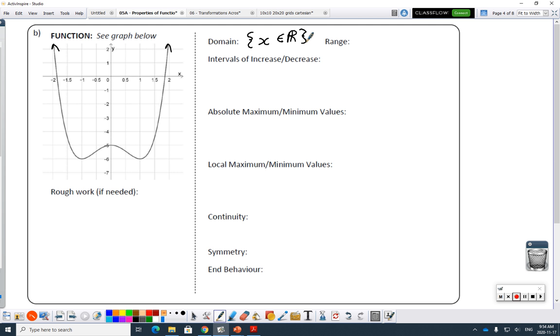How about the range? Is there some restriction on the y values here? Yeah. We've got to be greater than or equal to -6. We've got to stay above -6. So I write that like this: y element of reals such that y is greater than or equal to -6.